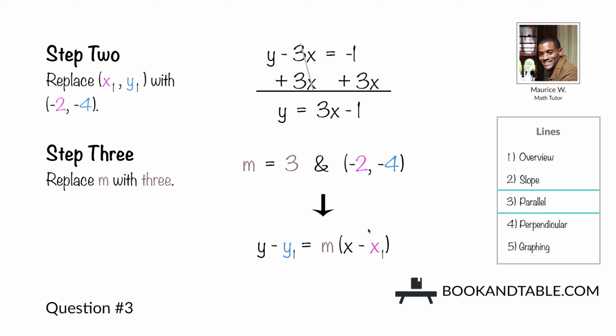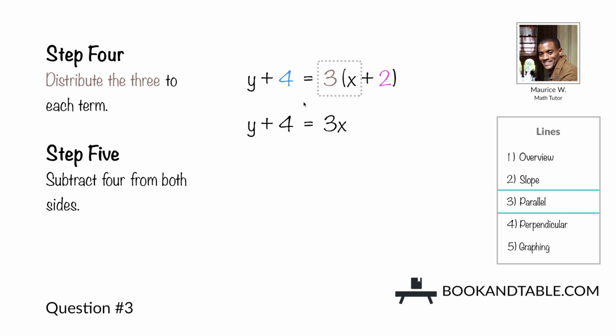So if we use point-slope form, we want to, step 2, replace x1 with -2 and y1 with -4. x minus negative 2 becomes x + 2. y minus negative 4 becomes y + 4. And then step 3, replace our slope m with 3. We now have the information that we need to figure out the equation of our parallel line.